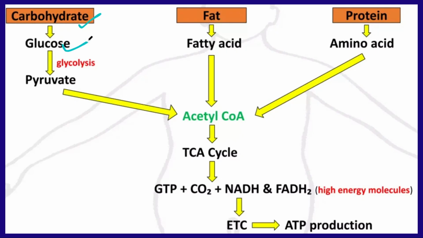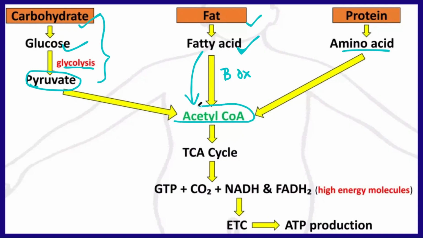Here the carbohydrates will produce glucose, right? The glucose is broken down in the glycolysis pathway, and the final product is pyruvate. So this is the metabolic process of carbohydrates. The fats are broken down into fatty acids. Here the fatty acids are broken into acetyl-CoA. That means here it undergoes beta oxidation. After the beta oxidation, the fatty acids are converted into acetyl-CoA, and here the proteins will break down into amino acids. From the amino acids, they will enter into acetyl-CoA formation, and then the TCA cycle.